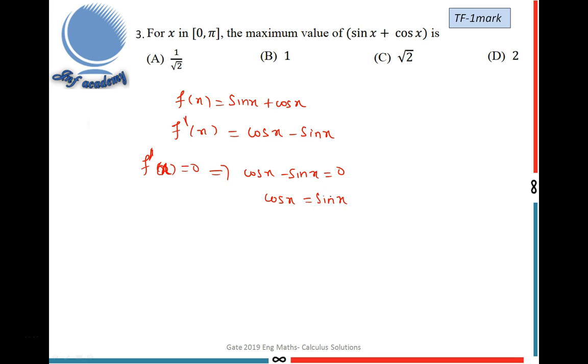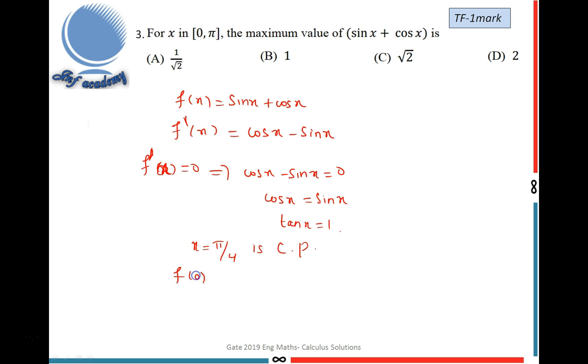For what value of x does cos x equal sin x? x equals pi by 4. Otherwise sin x by cos x equals 1, that is tan x equals 1. For what value of x is the tangent value 1? x equals 45 degrees, that is pi by 4. So x equal to pi by 4 is a critical point. End points are 0 and pi. So I find the maximum value of the function. I find the values of f at the critical point and end points.